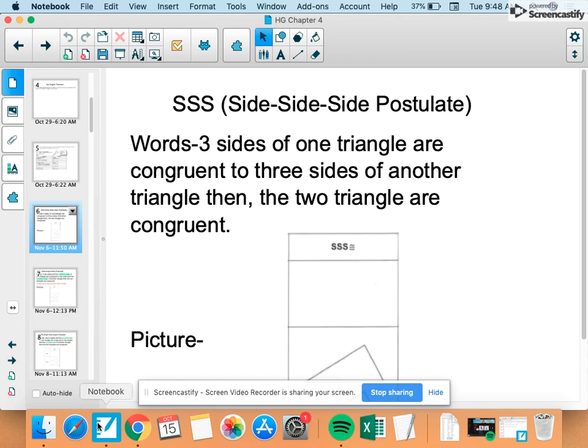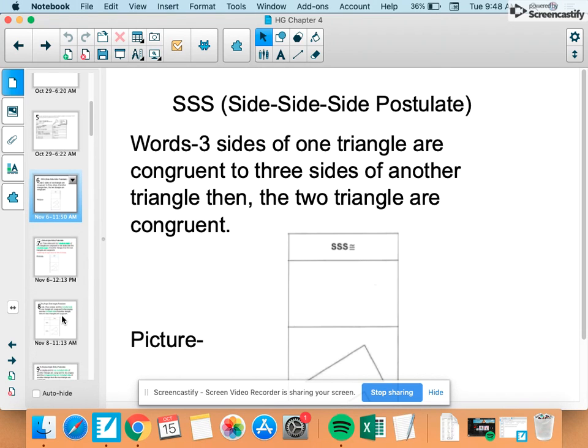Okay, so we're going to talk about a couple different ways to prove that triangles are congruent that are kind of like shortcuts. Yesterday we were talking about how you had to have six congruent parts. You had to have three sides congruent and three angles congruent in order to say the triangles are congruent. So we're going to talk about a couple shortcuts here.